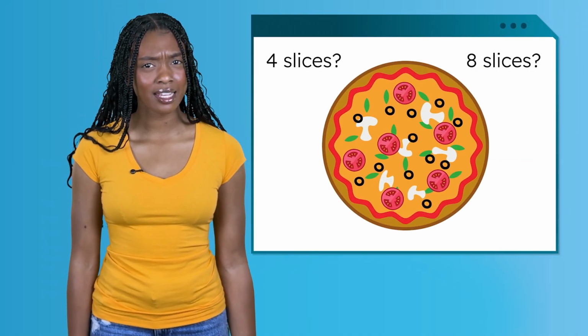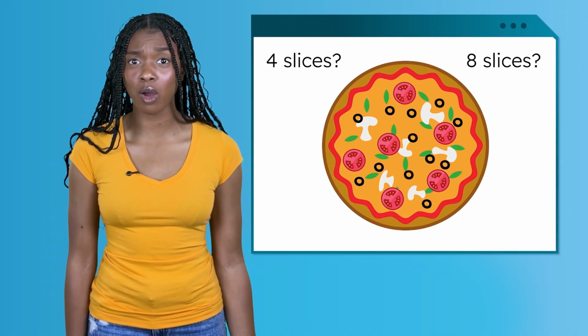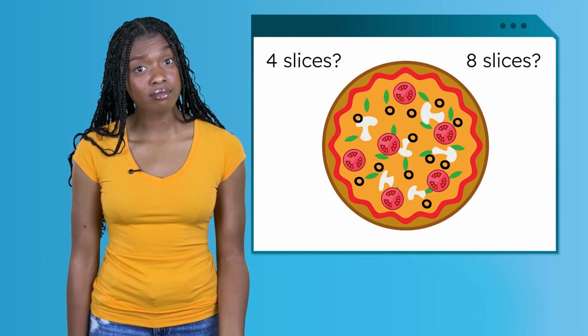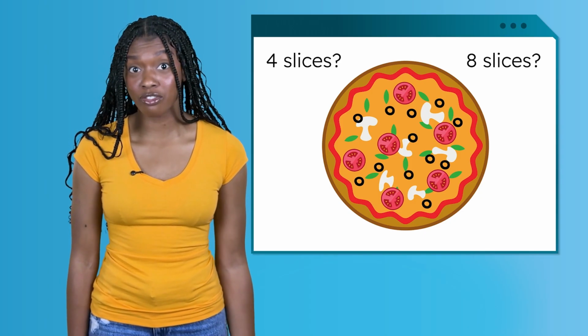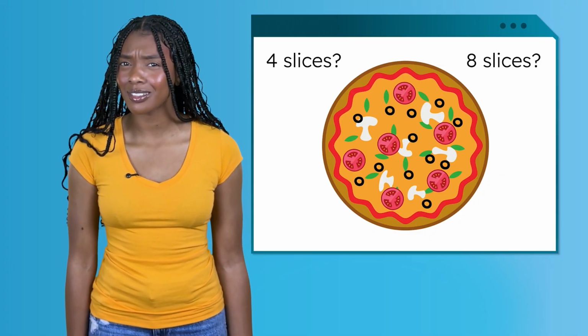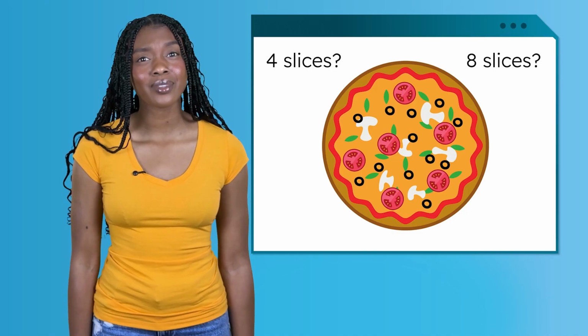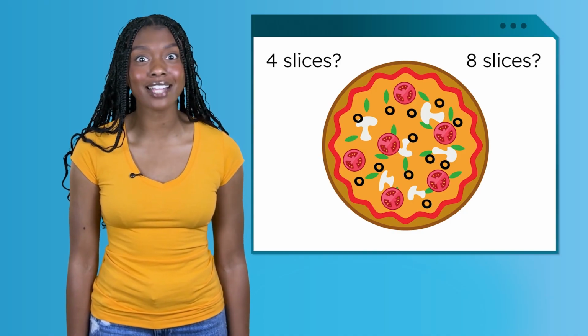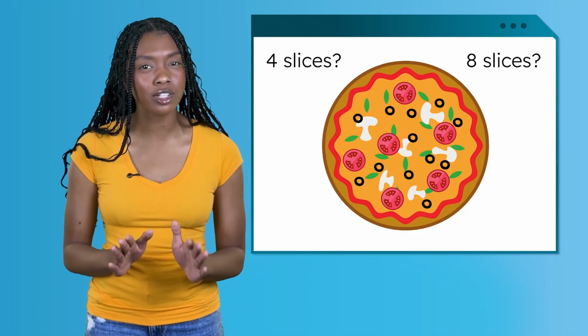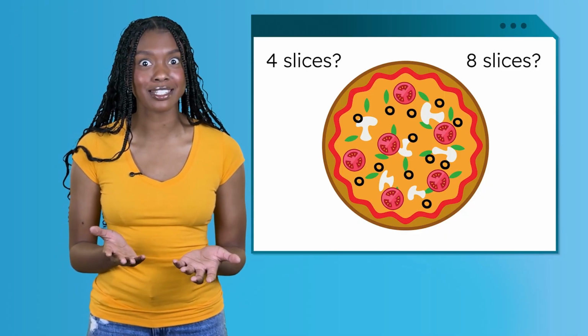What do you think? Do you have any predictions about which slices will be bigger? Well, I know that 8 is bigger than 4, so maybe it's the one with 8 slices? But I'm not totally sure. I think we need to take a closer look at some shapes and objects that are broken into equal parts to really understand what's happening when this pizza is cut.